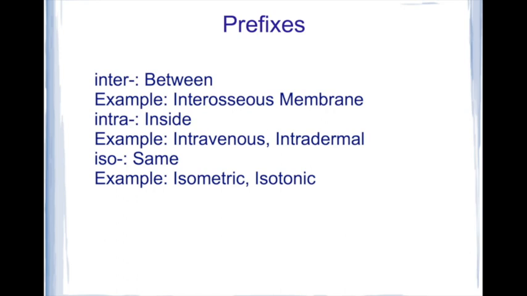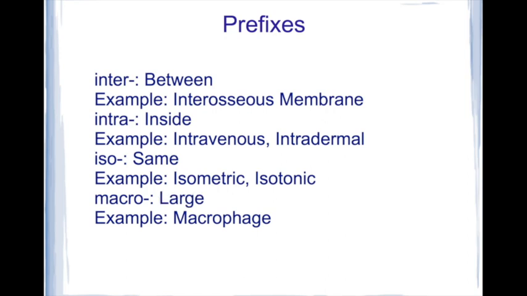Macro, like macrophages. Macrophage is a type of cell, and we just remember phago, P-H-A-G. That means eat. It's what leukocytes do. Leukocytes eat things, right? So macrophages are large cells that eat things. There are a lot of different types of leukocytes, and a macrophage is one of them. It's a large cell that eats things, as opposed to micro, which we'll talk about in a minute.